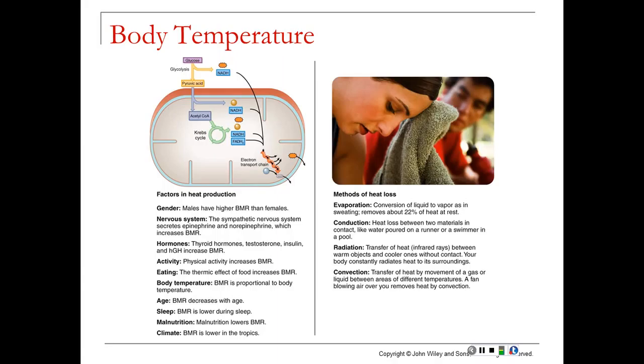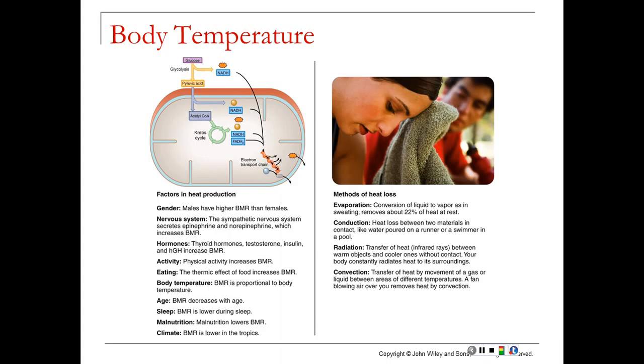Let's look here at the idea of heat production. As I mentioned, males have a higher basal metabolic rate than females. The sympathetic nervous system is going to increase the basal metabolic rate. Hormones like thyroid hormones, testosterone, and insulin are also going to increase the basal metabolic rate. Physical activity increases your basal metabolic rate. The thermic effect of food, in other words eating, is going to increase your basal metabolic rate.